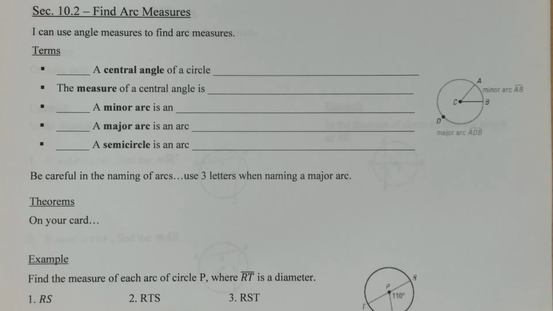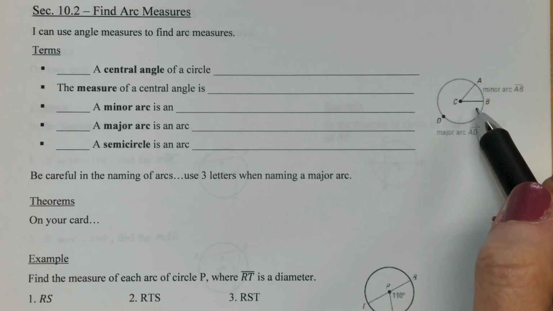This is section 10.2, and today we're going to talk a little bit about arcs on circles. When you're measuring around the outside of the circle, not anything through it, but anything on the outside, that is called an arc.